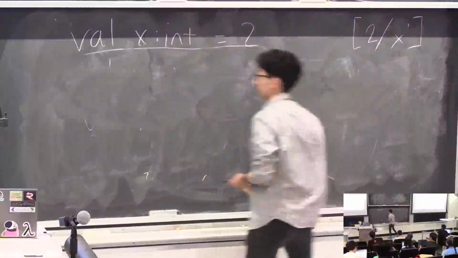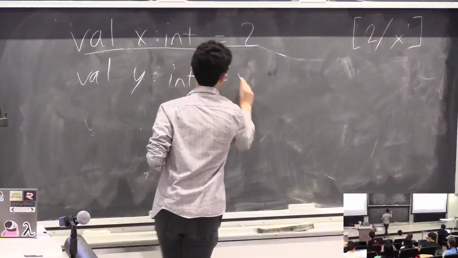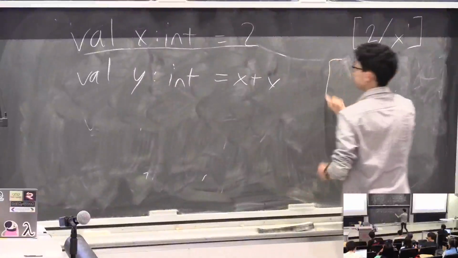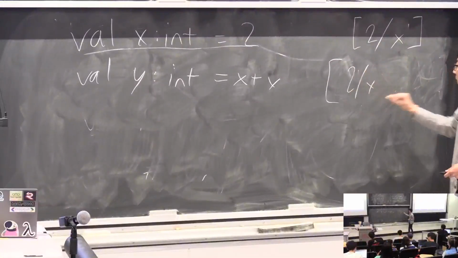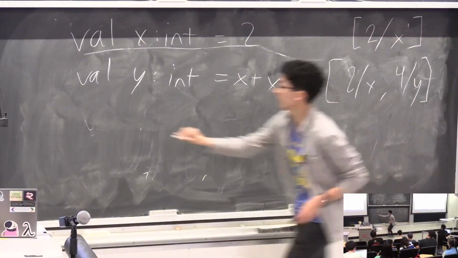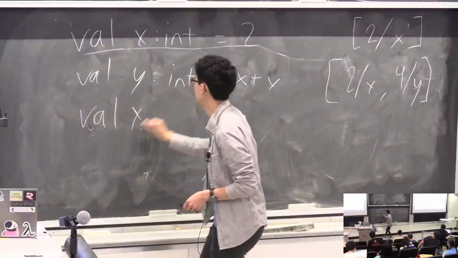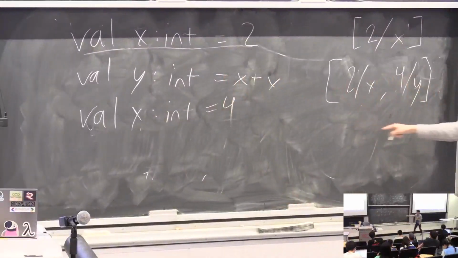So you're saying this: val y colon int equals x plus x. And then this will, as you said, produce a binding of 4 to y, right? So we still have the old binding of x, 4 to y, right? And you also said that we shadow x here again. And the question is, what should the environment that we produce at this next line be?